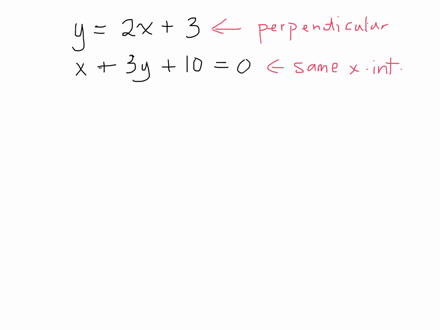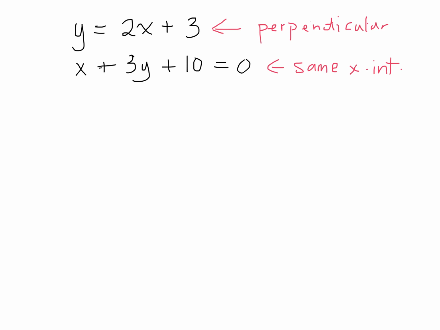In this question, once again, you're given two equations. Y equals 2x plus 3. Is that in slope-intercept form? Yes. Okay. Who said no? Okay, and then we have a second equation that is x plus 3y plus 10 equals 0. Is that in slope-intercept form?